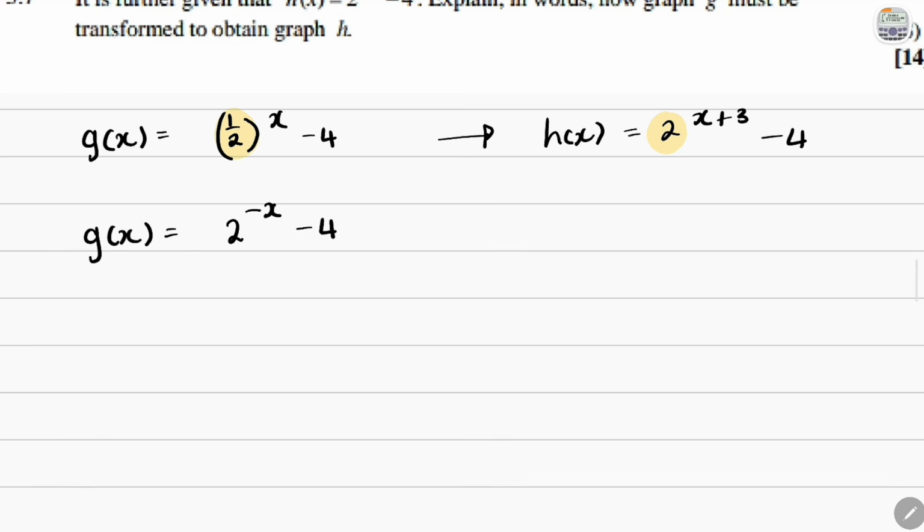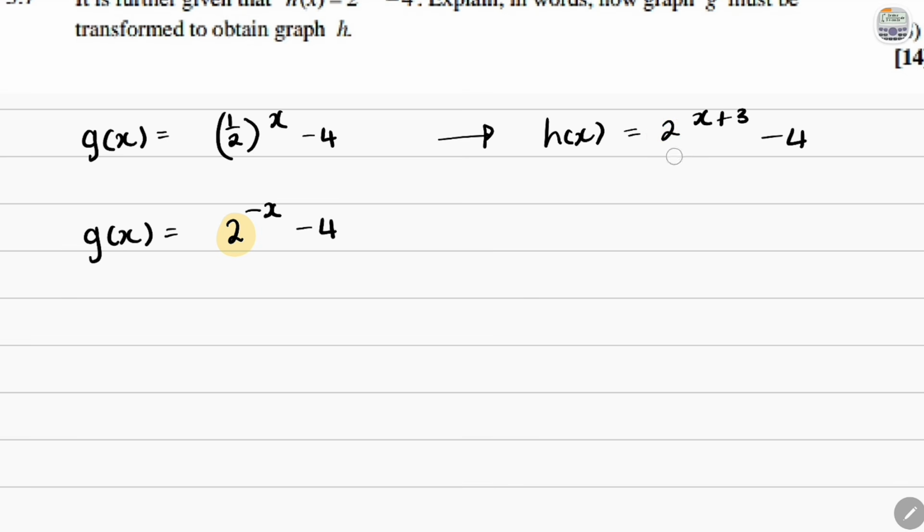Okay, so this is not changing anything. We're just changing the way it looks. So no transformation has happened yet. Now we have this 2 and this 2. But do you see what's going on here? You have a positive x and then plus 3. The minus 4 and the minus 4, they're fine.